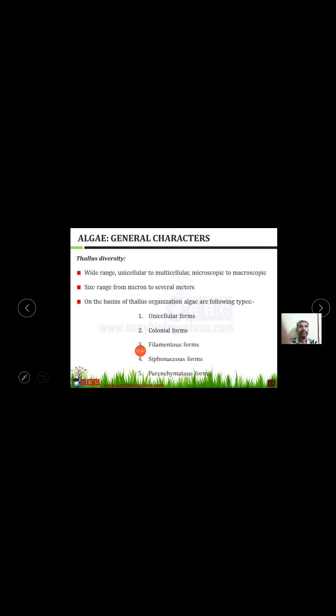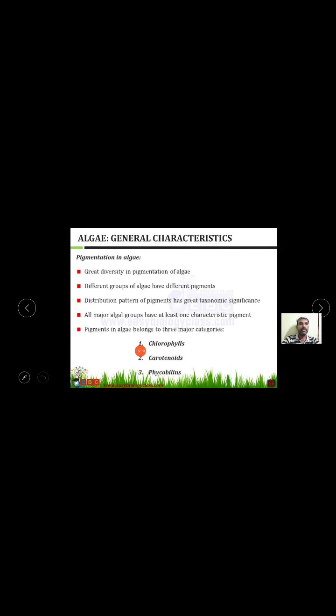So, very important. Now, thallus diversity. This is very important for the 15-mark theory question. Thallus diversity means a wide range from unicellular to multicellular, microscopic to macroscopic. The size ranges from microns to several meters. On the basis of thallus organization, algae are of the following types: unicellular, colonial, filamentous, siphonaceous, and parenchymatous. These are the different types of algal thallus organization.